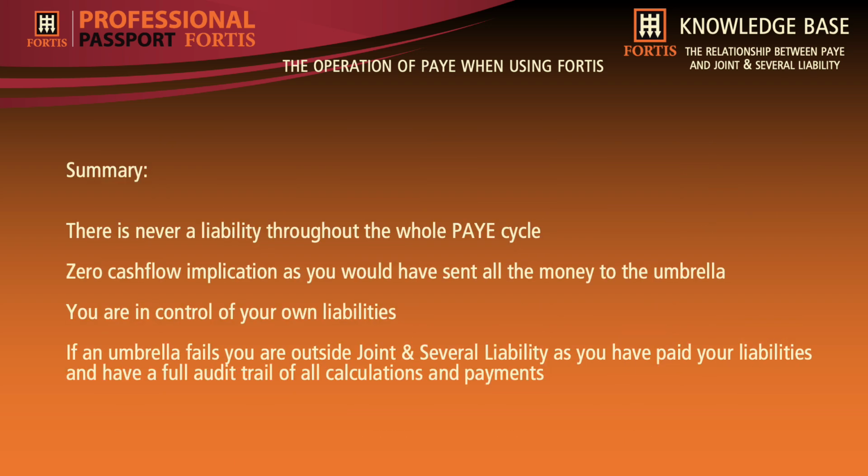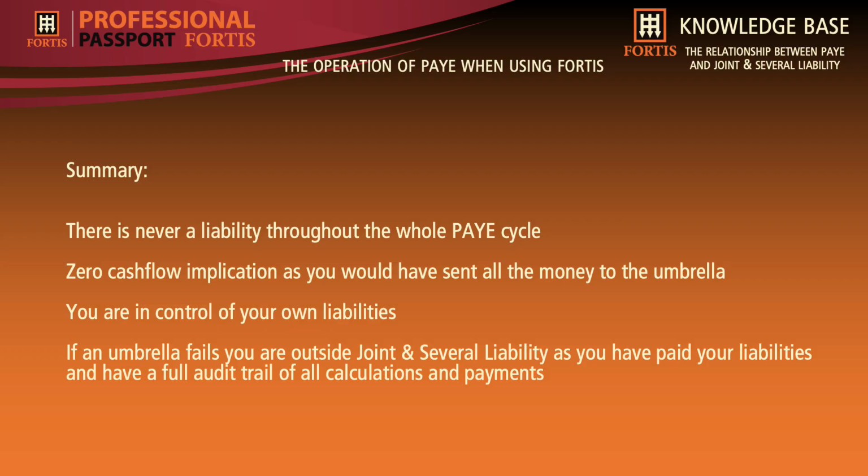So in summary, what we can see is that where the agency takes control of settling the PAYE directly, there is never any risk of joint and several liability. This is not an excuse, as there are no excuses in the legislation. It's a strict liability. It's merely because the liability is fully paid, and therefore there is no shortfall.